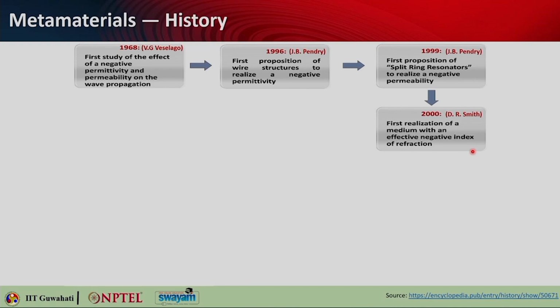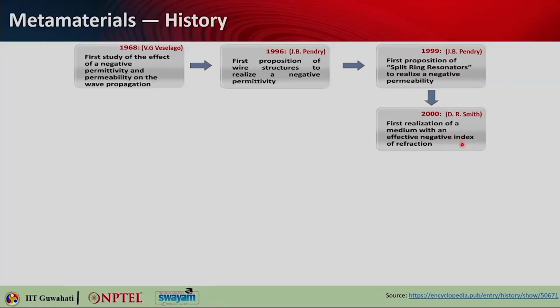Now how are these related? Refractive index n is the square root of mu and epsilon. So when both mu and epsilon are negative, you will have a negative refractive index. The first experimental demonstration was done by David Smith's group, and they were able to make metamaterials with negative refractive index.